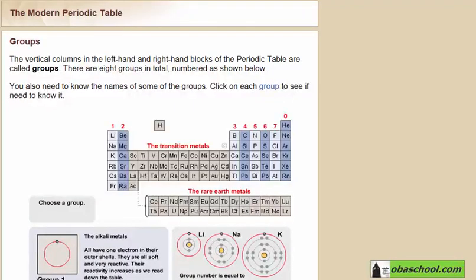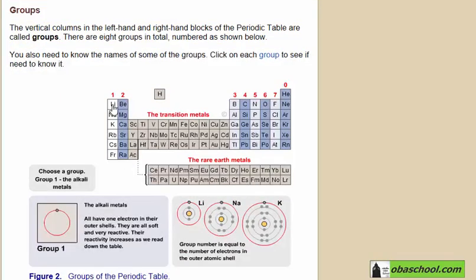Now we will describe groups. The vertical columns in the left-hand and right-hand blocks of the periodic table are called groups. There are 8 groups in total, which are numbered as shown below. So this is group number 1, which is called the alkali metals. All elements in this group have 1 electron in their outer shells. Group number 2 is called the alkaline earth metals, and all elements in group 2 have 2 electrons in their outer shell.